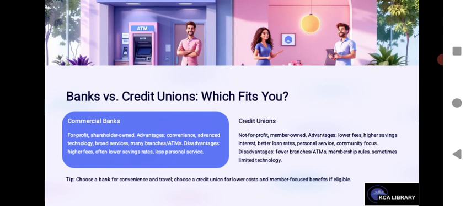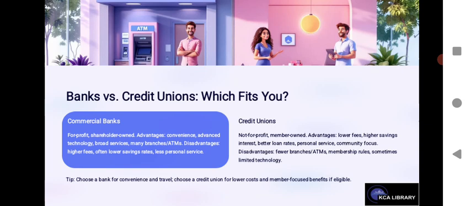But credit unions are not-for-profit organizations. They are owned by the members who have accounts there. This means that the people who deposit money are the ones that borrow or use services. They are the owners. So any profits the credit union earns are returned to the members in the form of lower fees, better loan rates, or higher saving interest. So credit unions focus on helping members instead of generating profit for outside shareholders.